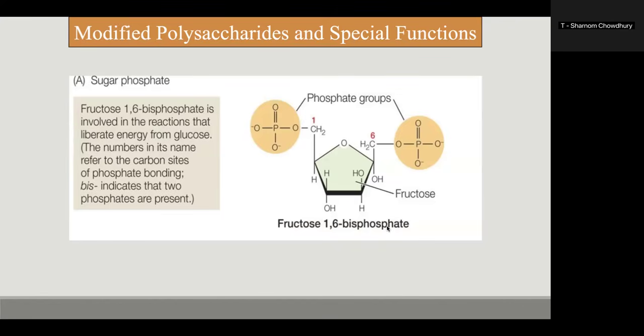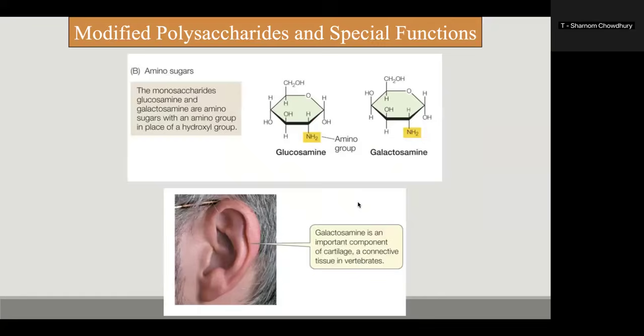Eventually, you're going to learn about cellular respiration, which is how our body takes energy from these glucose molecules, from these carbohydrates, and creates ATP to get energy for us. So fructose 1,6 bisphosphate is extremely important because it's one of the main molecules responsible for obtaining energy from glucose and then converting it to ATP. So by modifying fructose to add two phosphates, now it's involved in cellular respiration.